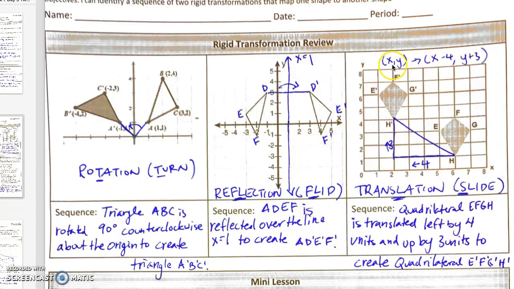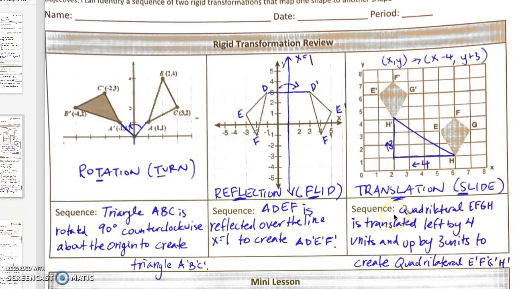And so I can use this arrow notation, or this algebraic notation: the coordinate point (x, y) becomes (x minus 4, y plus 3). As a reminder, your x tells you your horizontal shift, left and right. If it is left, it is minus. If it is right, it is plus. And your y shows your vertical shift. So if it's positive, it's going up. If it's negative, it's going down.